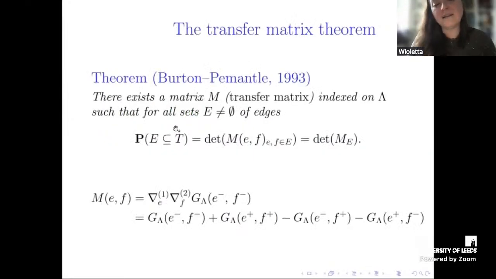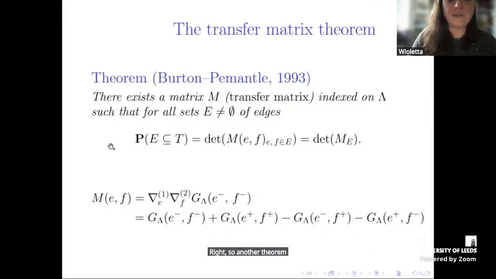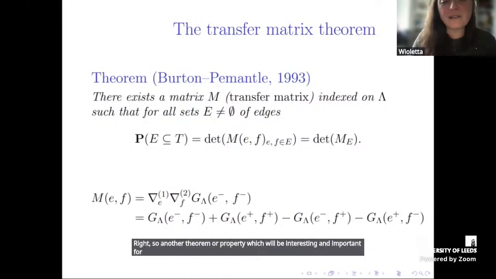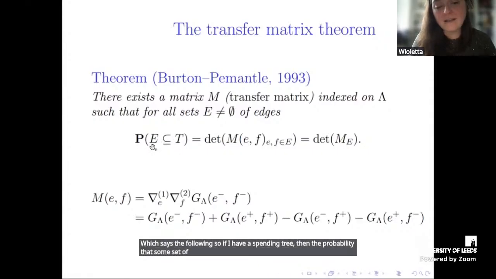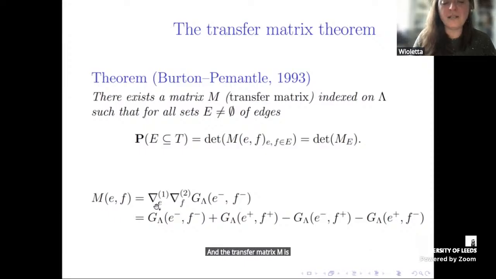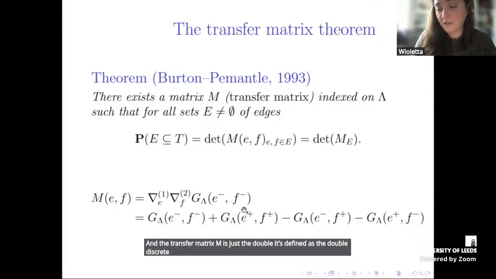Right, so another theorem or property which will be interesting and important for us is the Burton-Pemantle theorem, which says the following. If I have a spanning tree, then the probability that some set of edges, let's say E, is part of the spanning tree can be computed by the determinant of this transfer matrix M. The transfer matrix M is defined as the double discrete gradients of the Green's function, which I've introduced before.